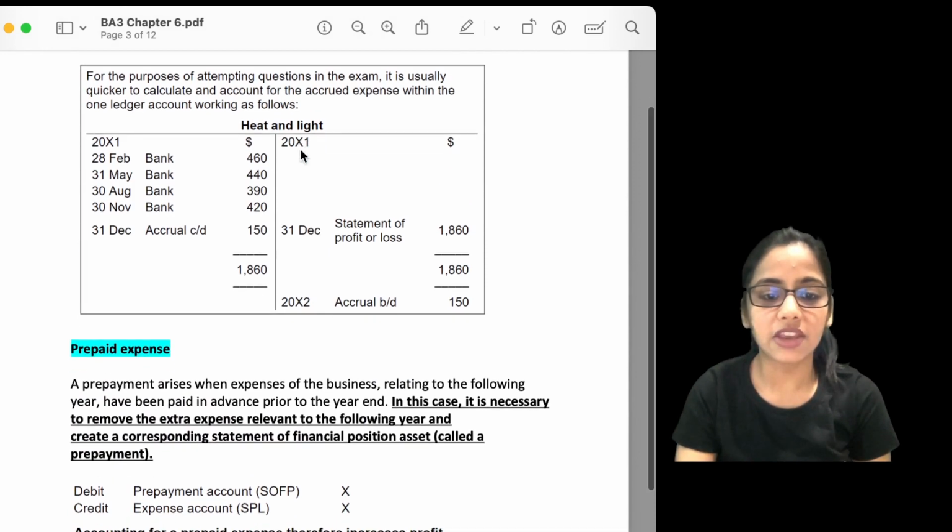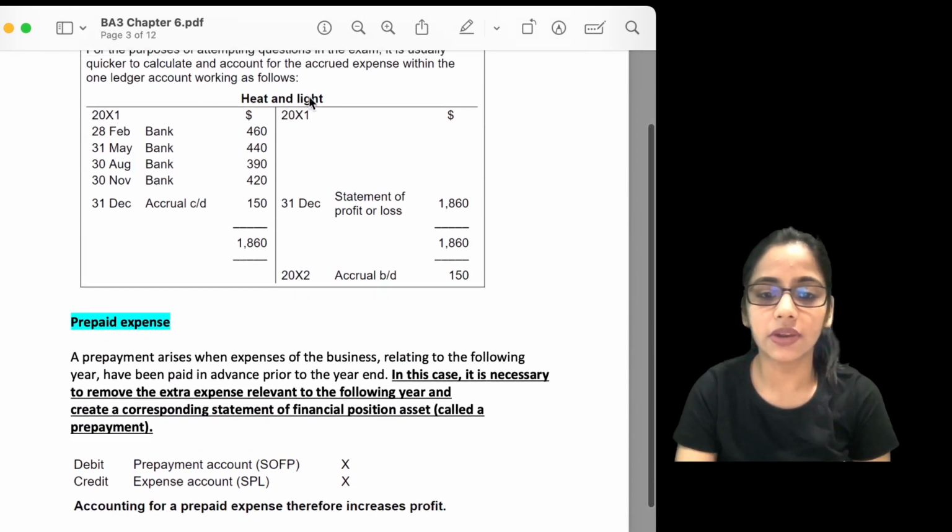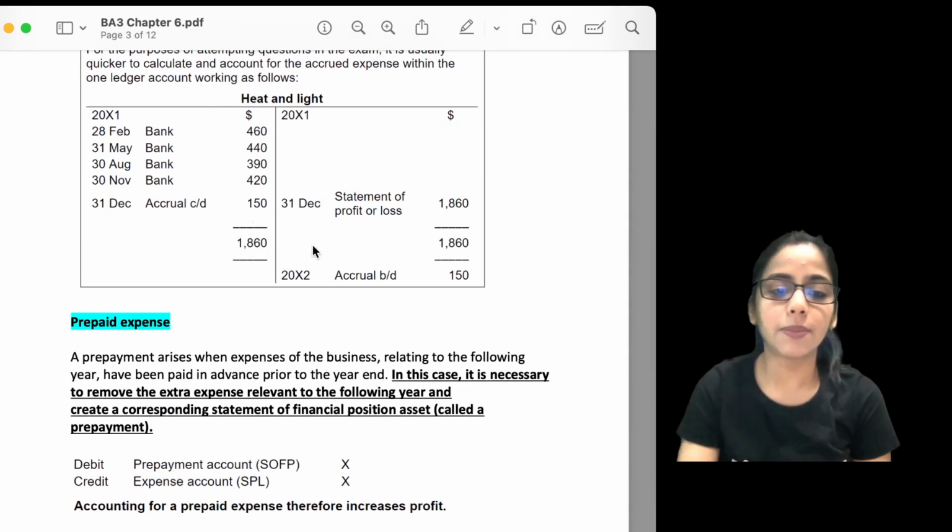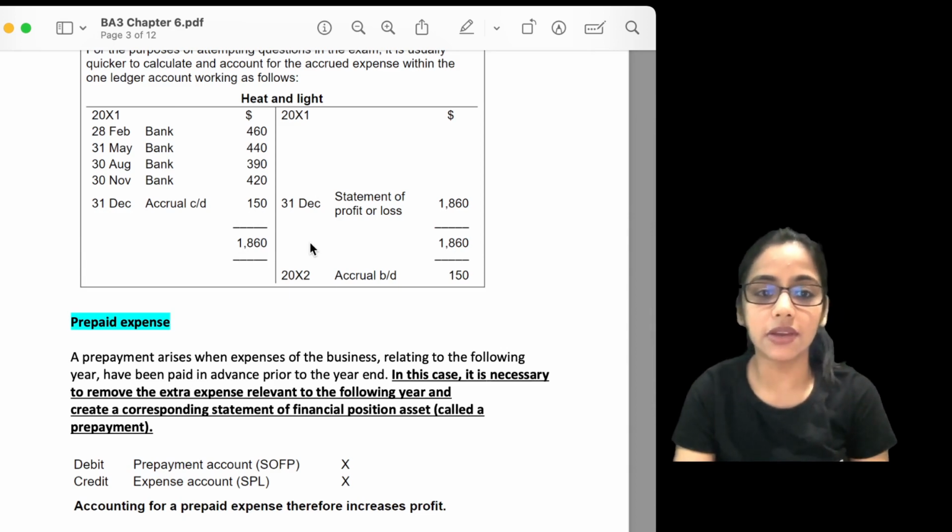So this is how they've shown the journal account of heat and light, and then your accrual was carried down of 150, and then it will be brought down in the next financial year.